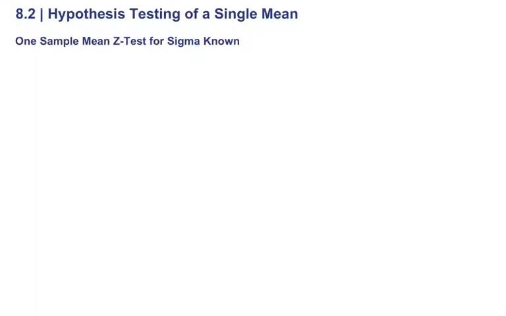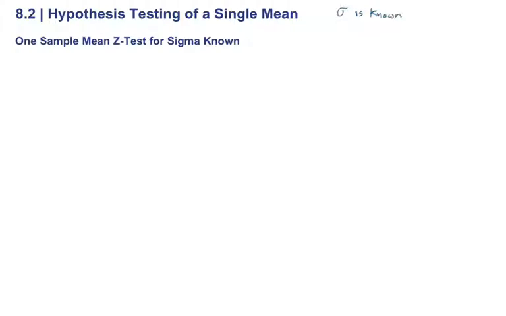Okay, so in section 8.2, we're going to look at hypothesis testing of a single mean. And this is going to be the case where sigma is known. We talked in the last section about some key things. Right now, we're going to go through our 4-step process to conduct a hypothesis test.